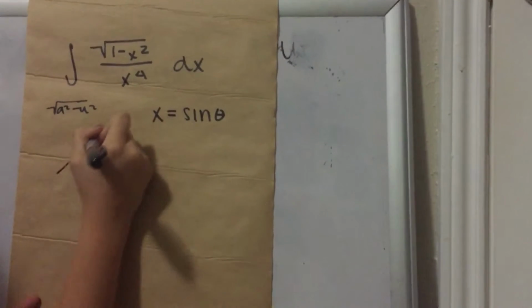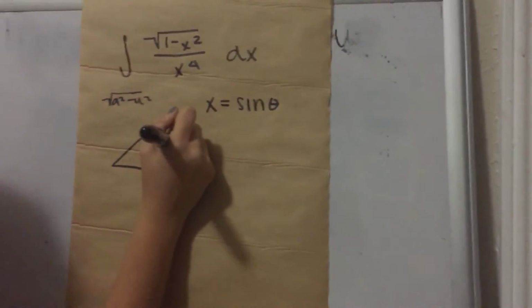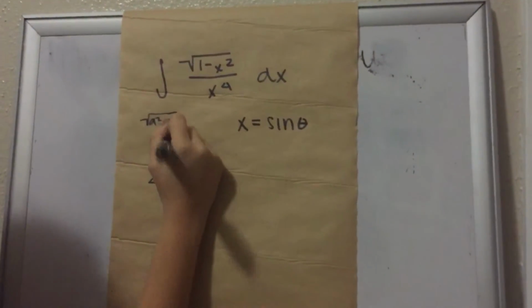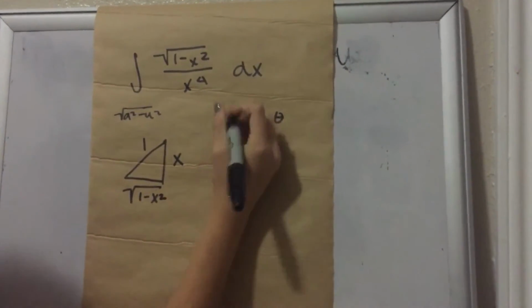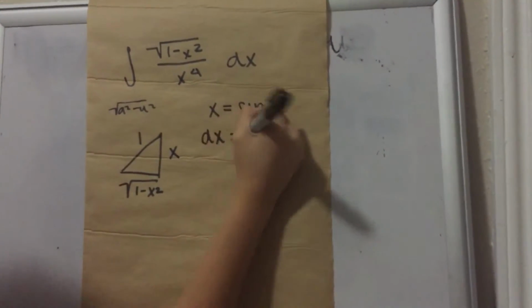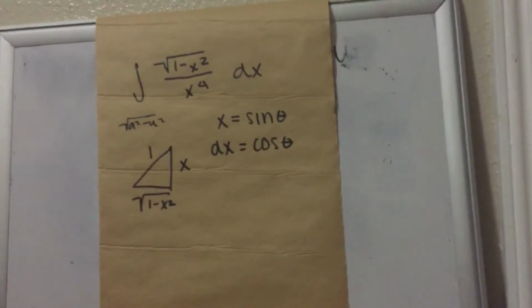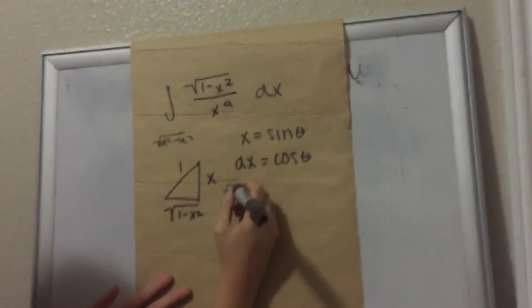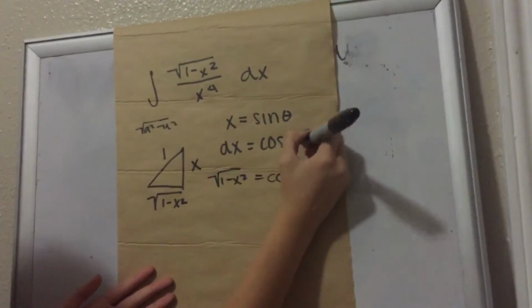Now we draw a triangle, and we have x over 1, with the square root of 1 minus x squared. We also need to figure out what dx is, and dx is the same thing as cosine of theta d theta. So, now we use trig substitution, and we know that the square root of 1 minus x squared is equal to cosine theta as well.